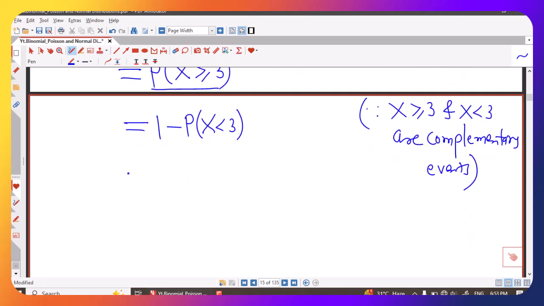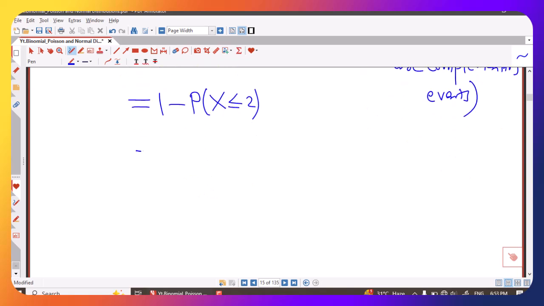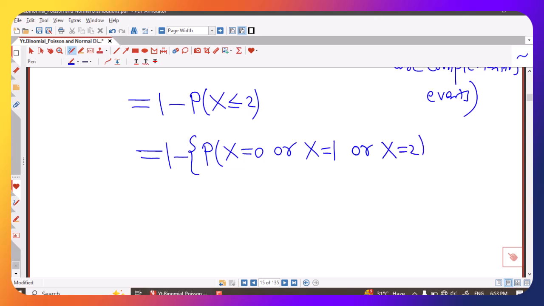And because X is a discrete random variable, X less than 3 is equivalent to capital X less than or equal to 2, because X can take only discrete values, and this is nothing but the probability of X equal to 0 or the probability of X equal to 1 or X equal to 2.